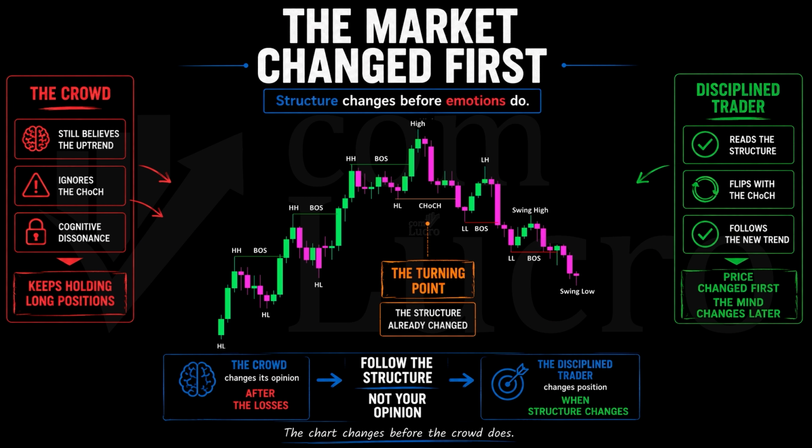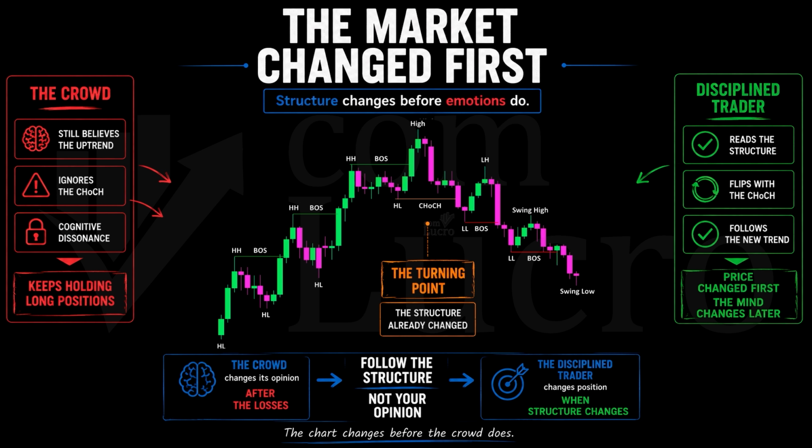That change of character is a psychological event, as much as a technical one. When the protected swing low finally breaks, the structure has already told its story. But the crowd keeps holding the bullish version, because letting go means admitting they were wrong. Cognitive dissonance keeps them long into the reversal.